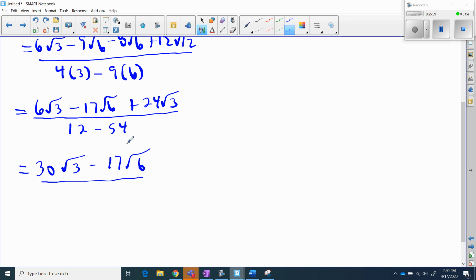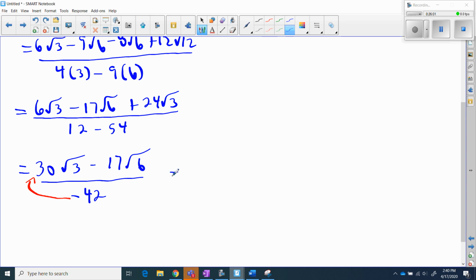12 minus 54 is negative 42, which would be fine, full value. However, this negative in the denominator will often get pushed up here instead, and you'll see it written as this instead.